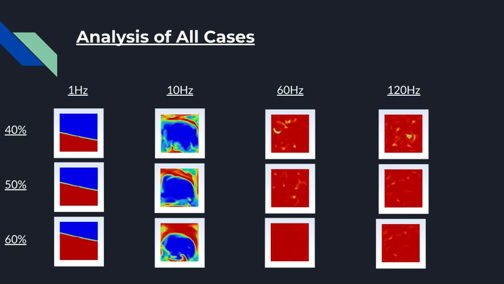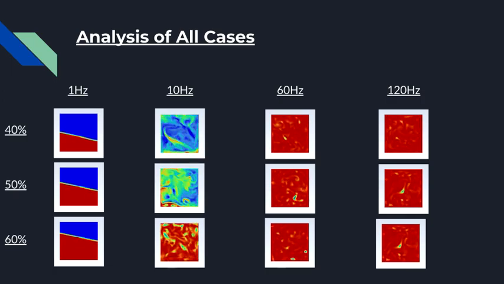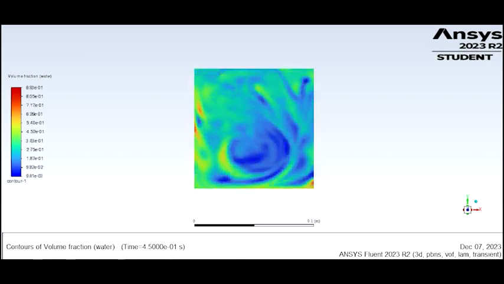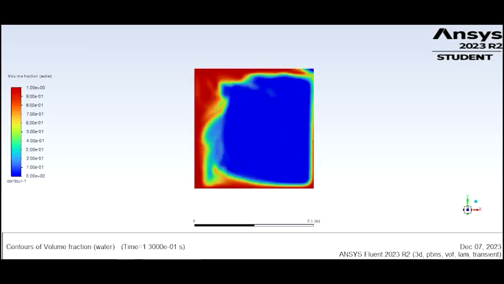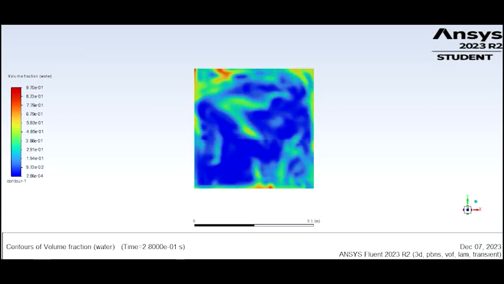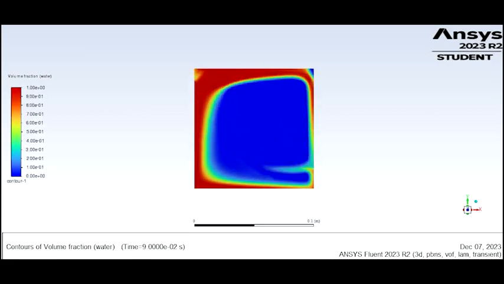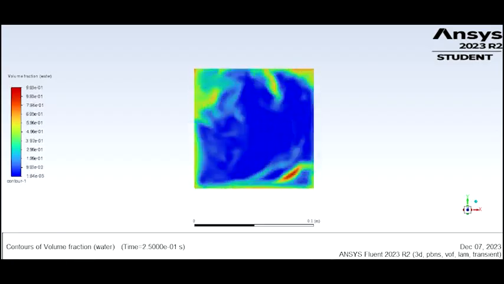Interestingly, it can be seen that over the 0.5 seconds, the water volume fraction decreases. This can better be seen with a close-up of the 40% volume 10 Hz trial. With this, it can be inferred that if allowed to propagate further in time, the higher frequency cases might assume a state more similar to the 10 Hz cases where everything is evenly mixed.